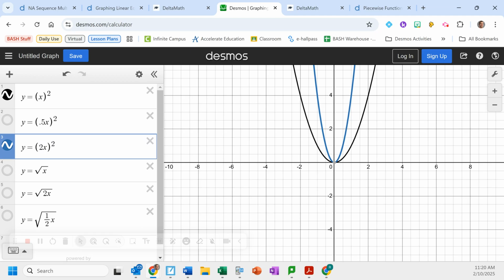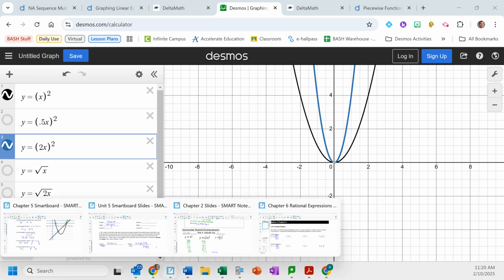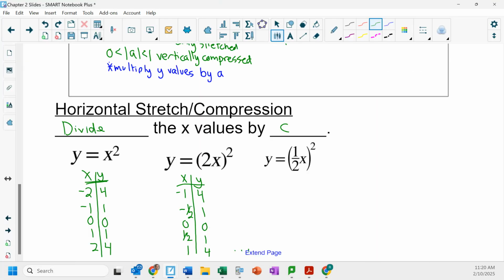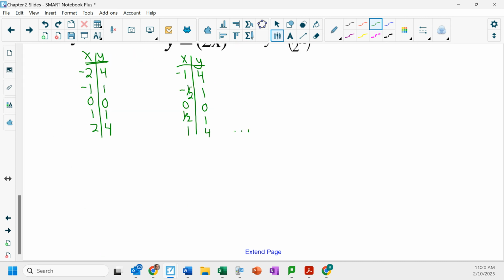All right, and then the other one would be, as another example, if we have 1/2 quantity x squared, again, we're not changing the y values at all.